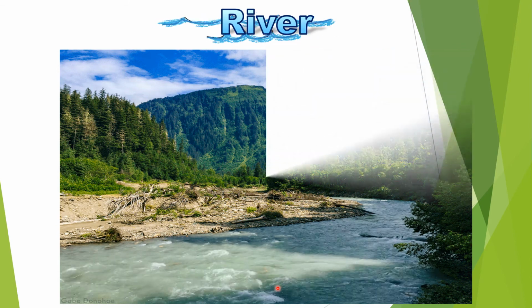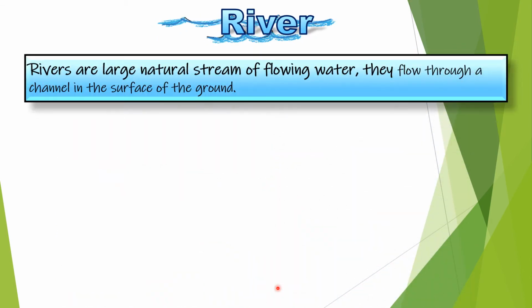This much is clear. Now, let's define rivers. Rivers are large natural streams of flowing water. They flow through a channel in the surface of the ground. This much is clear. Now, the journey of a river is divided into three parts. What is that? The upper or young course, the middle or the mature course, the lower or the old course.